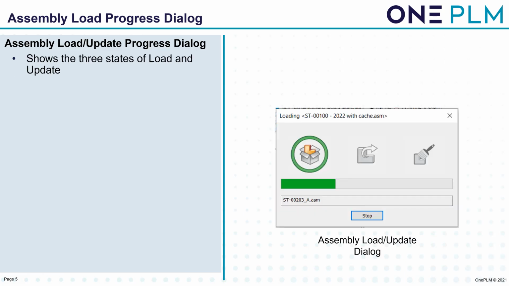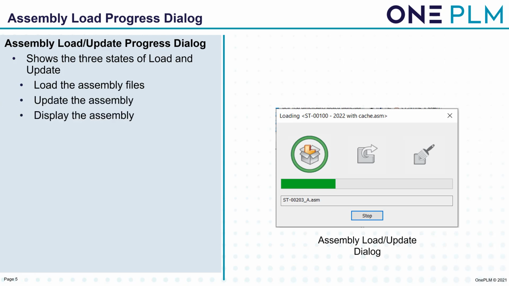We've also got a new tool called a load progress dialog box. People have been asking for this for quite a while. It shows 3 stages of load and update. The first stage is to load the assembly files, the second stage is to update the assembly, and the third stage is to display the assembly. This displays during the file open and during the edit from preview.